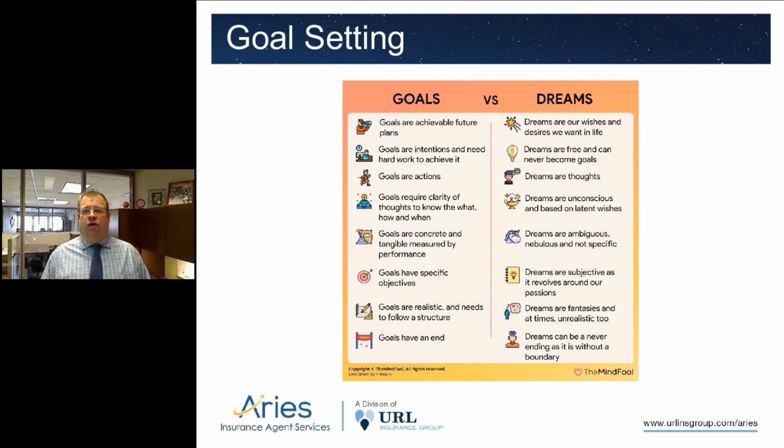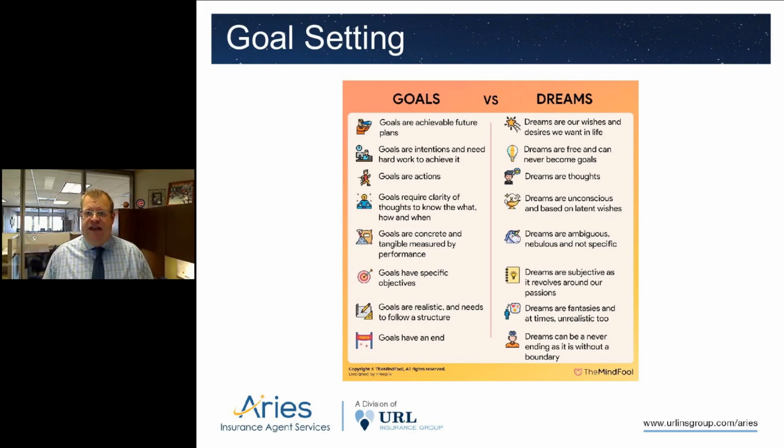What are goals and what are dreams? Goals are achievable future plans. You can set a goal for a week from now, 24 hours from now, a month from now, a quarter, every 3 months, 90 days, or an entire year. But they're achievable goals. Even little victories are goals. Making little steps are goals.